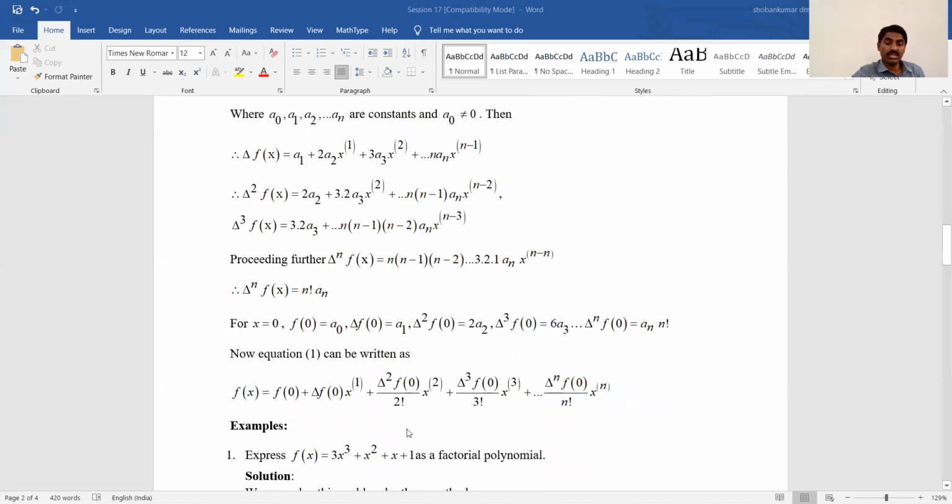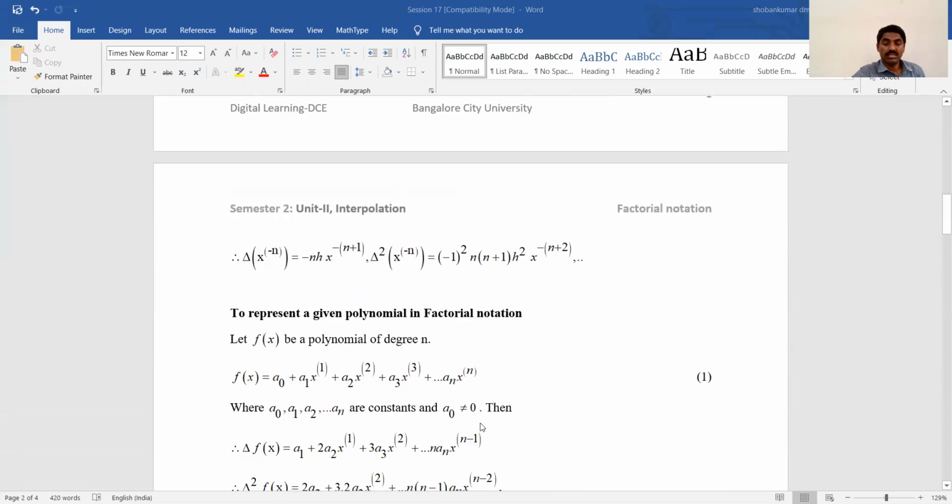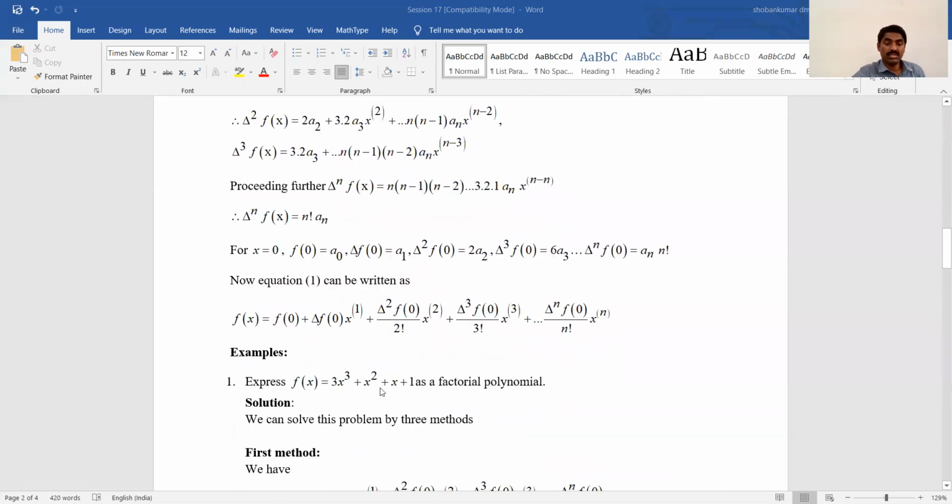Now equation 1 can be written as f of x is equal to f of 0 plus delta f of 0 into x to the power 1 plus delta square f of 0 by 2 factorial x to the power 2 plus delta cube f of 0 divided by 3 factorial x raised to 3 plus and so on, plus delta n f of 0 by n factorial x to the power n. This is the factorial notation of the given polynomial f of x.